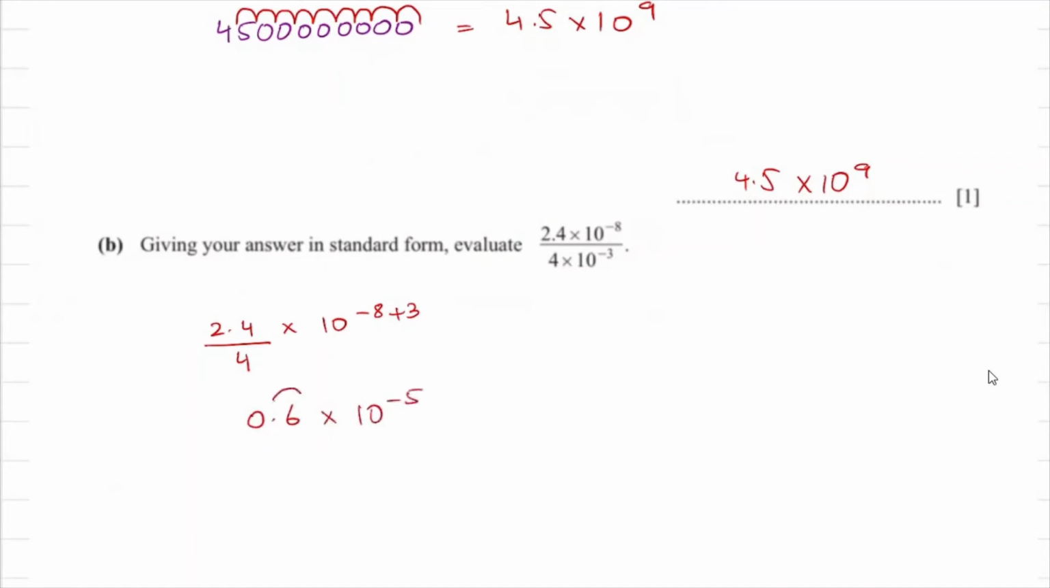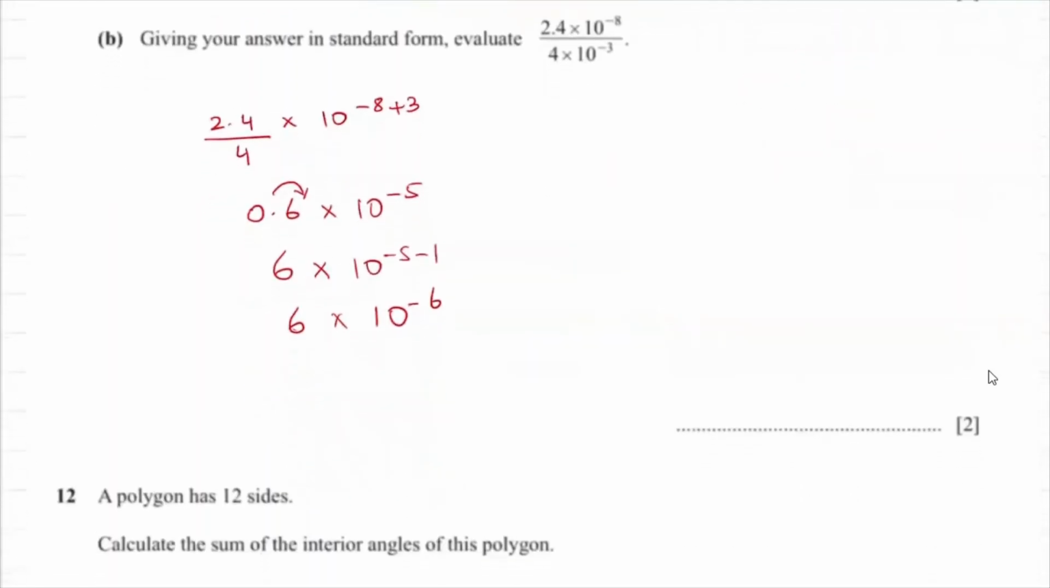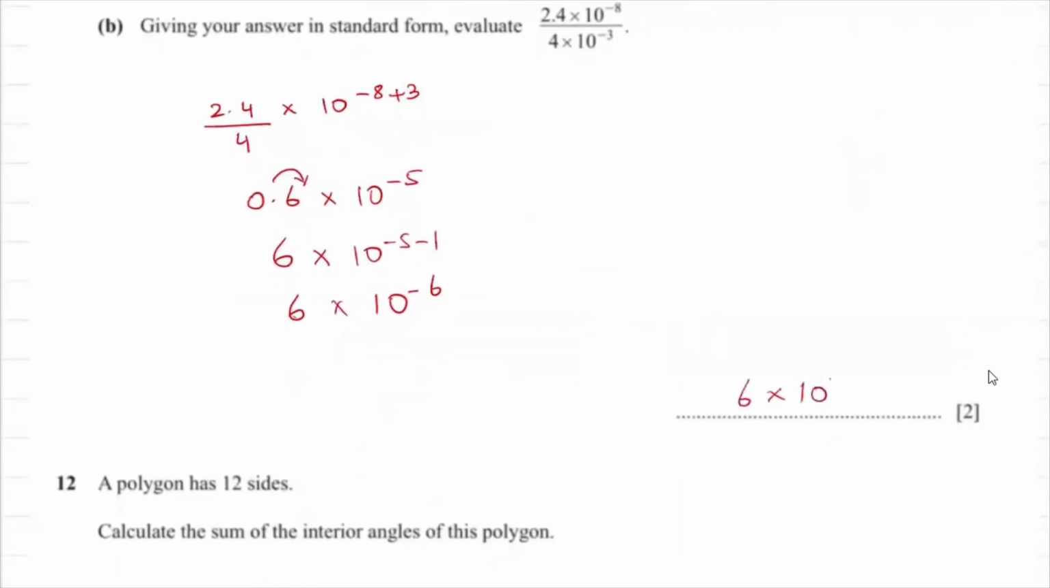Now I have to jump 1 decimal forward, which will mean 6 times 10 to the power of minus 5 plus 1, which will be 6 times, minus 1. We have minus 1 over here because we're jumping forward. So minus 5, minus 1, your answer will be 10 to the power of minus 6. So this is my final answer.